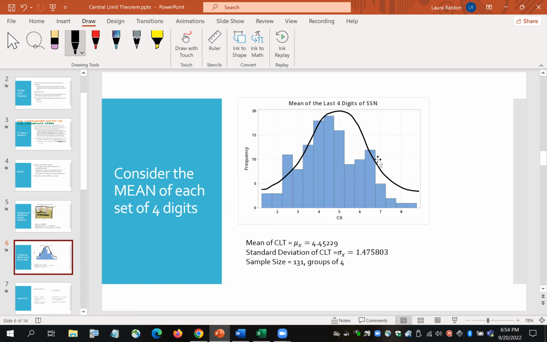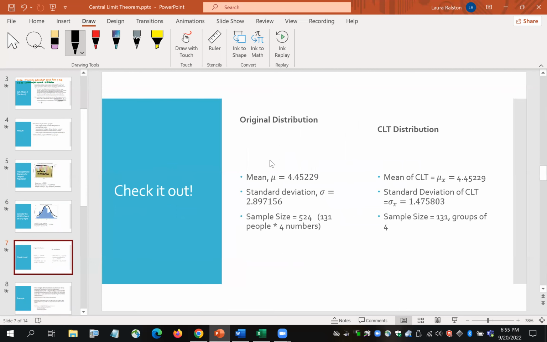If I then take the mean of those means, I get 4.45229, and the sample standard deviation for the central limit theorem should be 1.4. If I take the standard deviation of the means, I get 1.475803, and we had 131 groups of 4. So check this out, guys. This is our original distribution, and this is our central limit distribution.